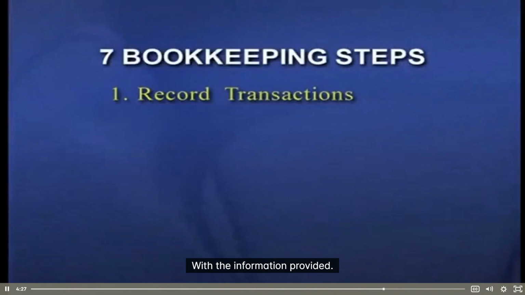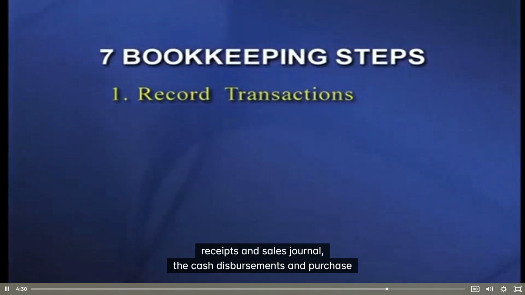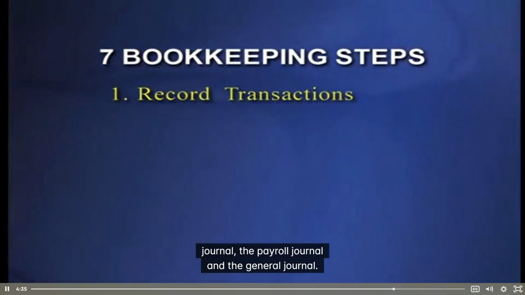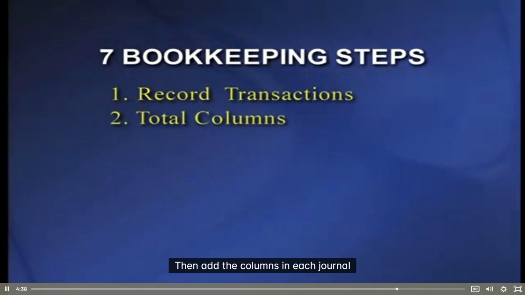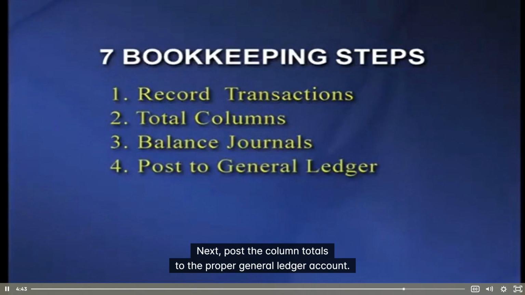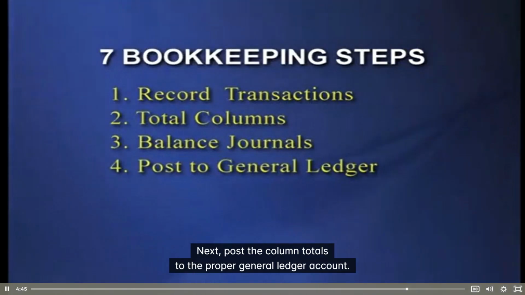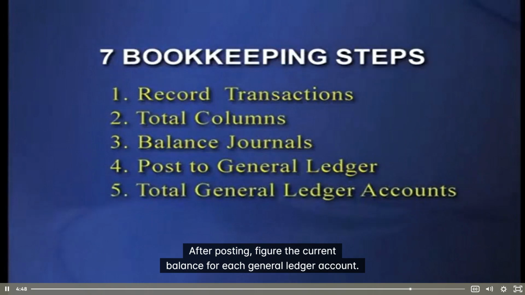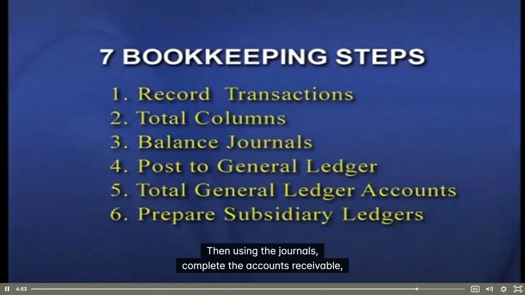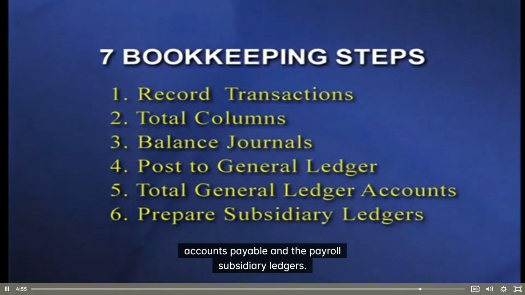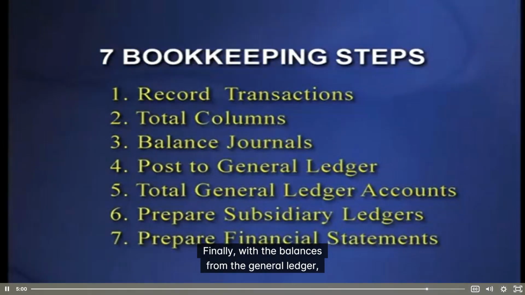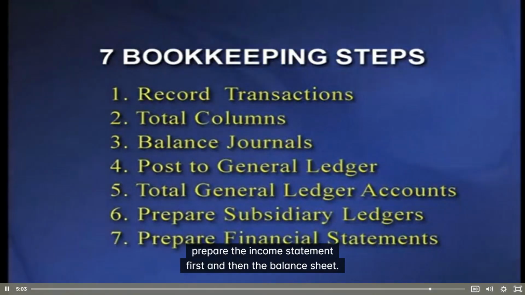With the information provided, make all journal entries into the cash receipts and sales journal, the cash disbursements and purchase journal, the payroll journal, and the general journal. Then add the columns in each journal and make sure the debit side equals the credit side. Next, post the column totals to the proper general ledger account. After posting, figure the current balance for each general ledger account. Then, using the journals, complete the accounts receivable, accounts payable, and the payroll subsidiary ledgers. Finally, with the balances from the general ledger, prepare the income statement first and then the balance sheet.